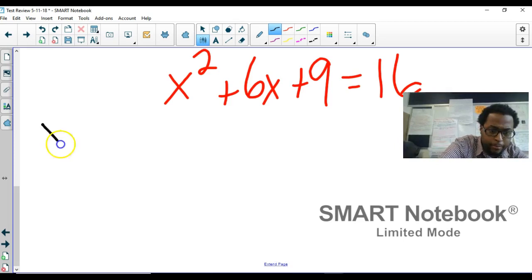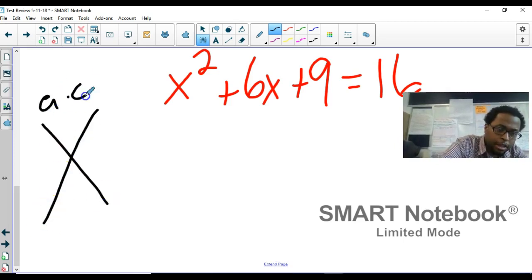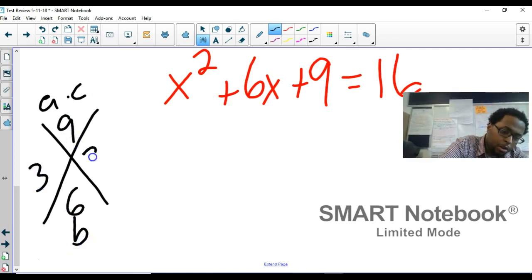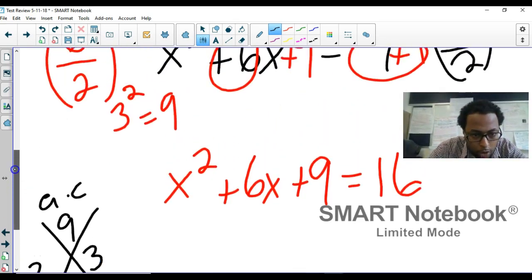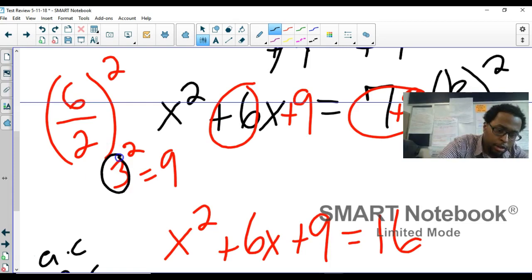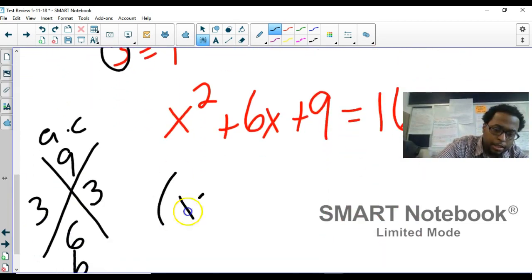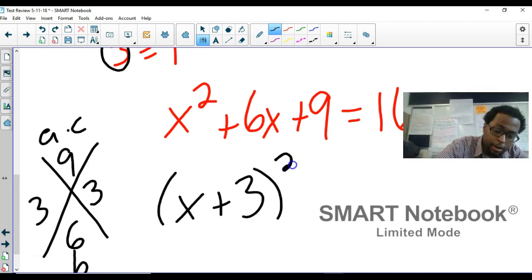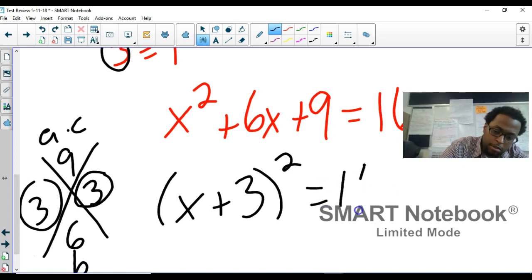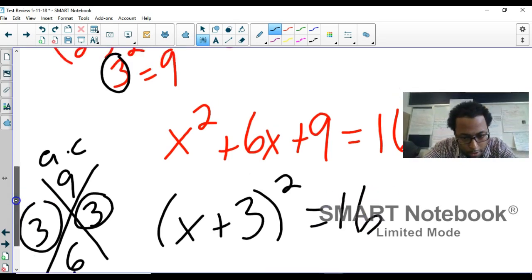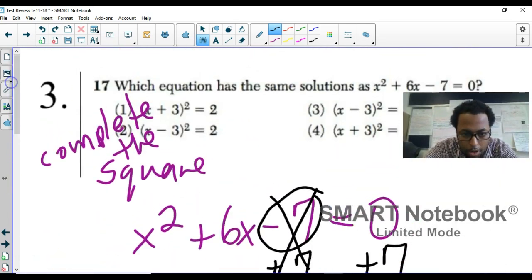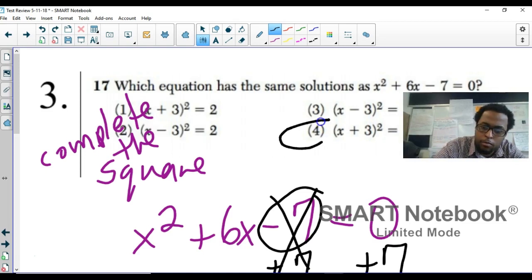I could do the x game, my a times c, and my b. So I could do 9, and I could do 6, and I can get my 3 and 3. Or, a little neat trick is, you can remember when you did b divided by 2, you got 3. So this is actually going to be x plus 3 squared, because you have your two 3's here, equals 16. So you just took this equation and completed the square, and your answer is going to be 4. Okay. Again, if you're struggling, I moved too fast, just simply rewind the video.